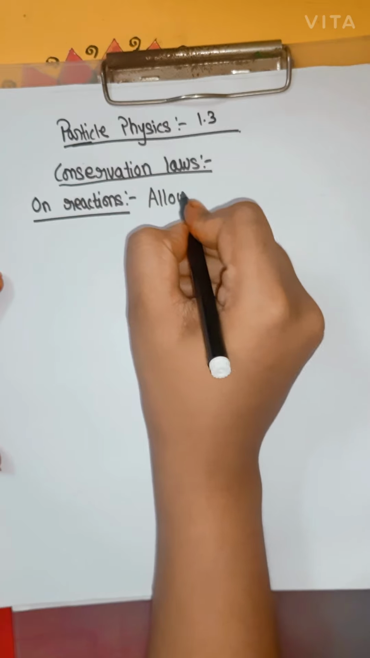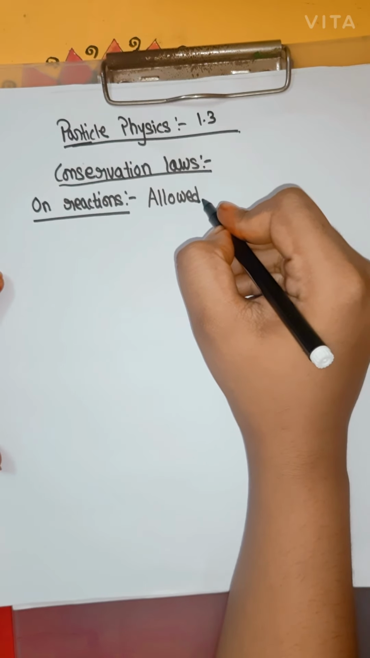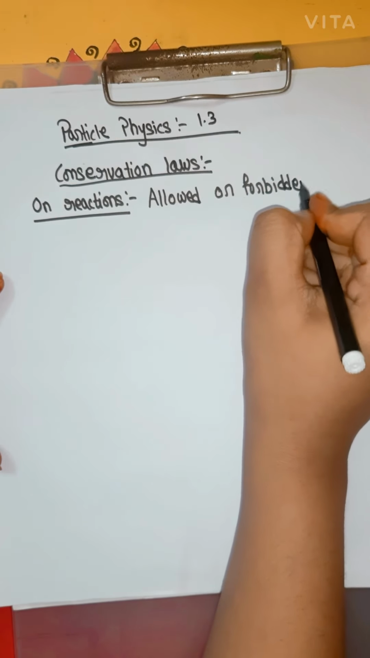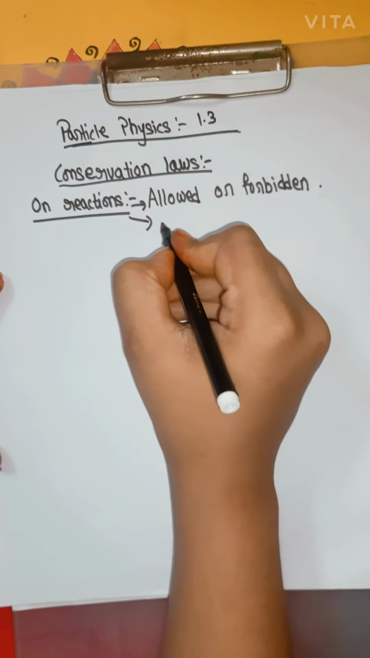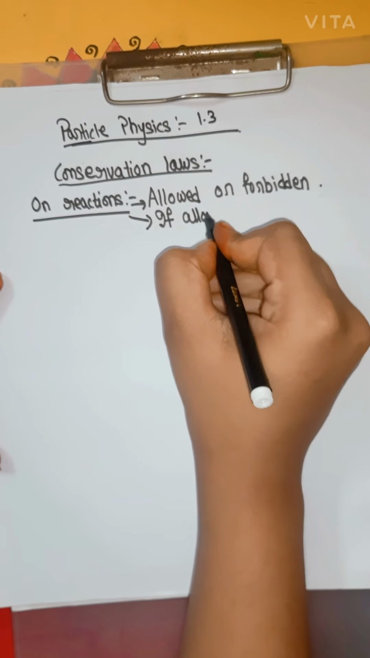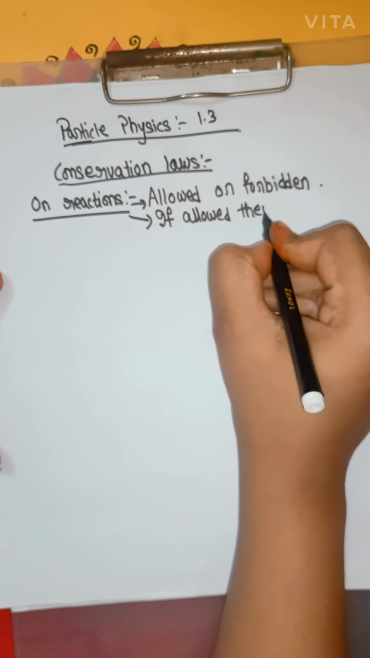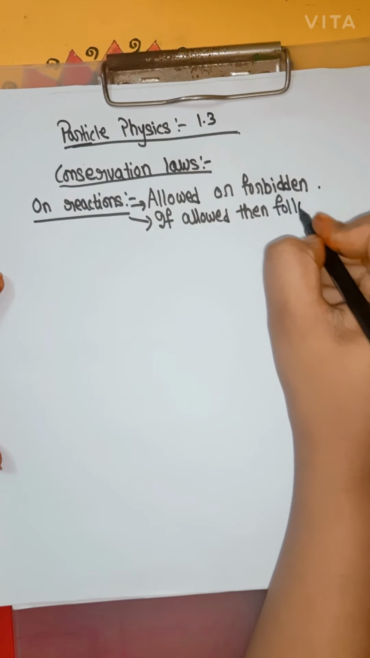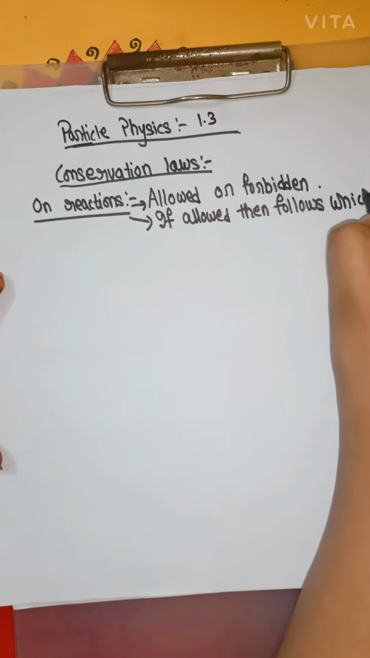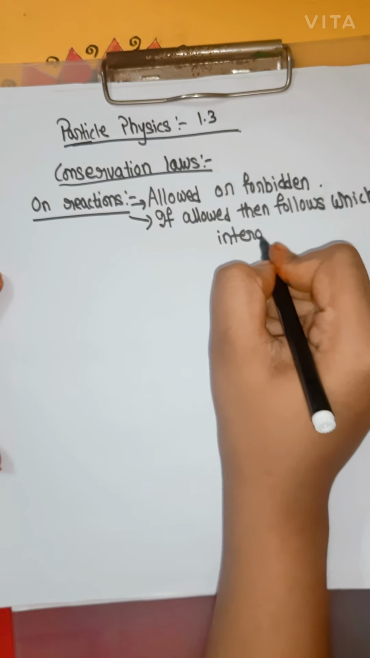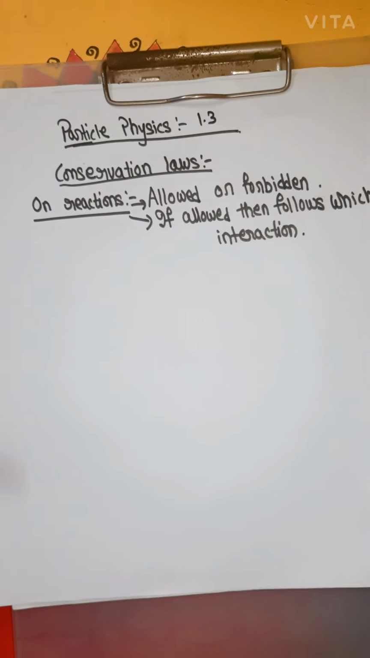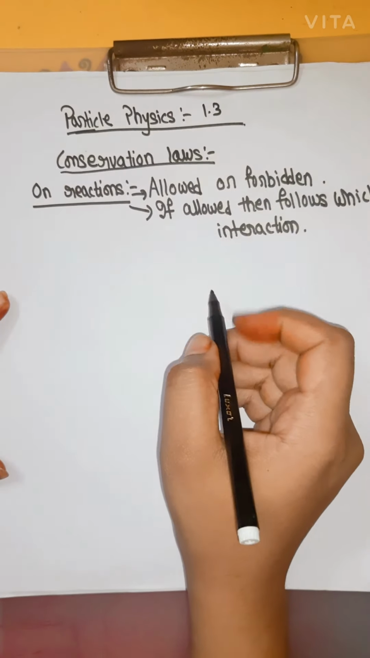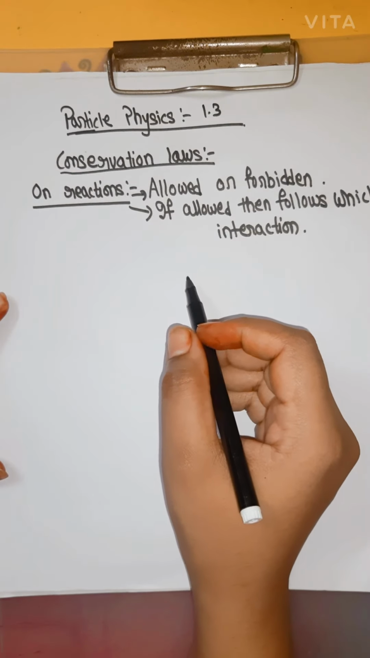If the reaction is conserved, it is said to be allowed, and if not conserved, it is said to be forbidden. Secondly, if it is allowed, we will try to find out which interaction it follows. So first we have to check whether a reaction is allowed or forbidden, and if it is allowed, which interaction it follows. To check this, we apply conservation laws.